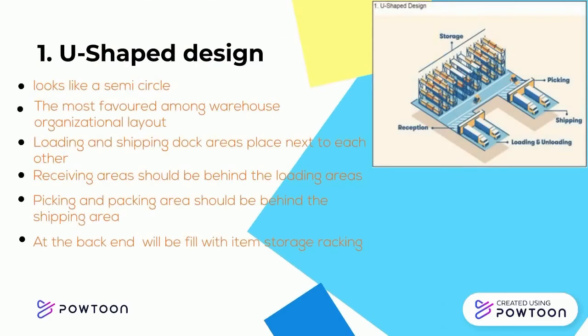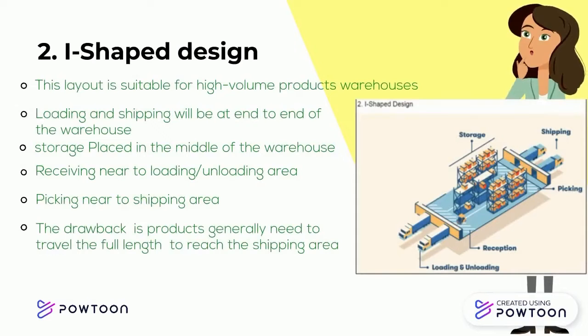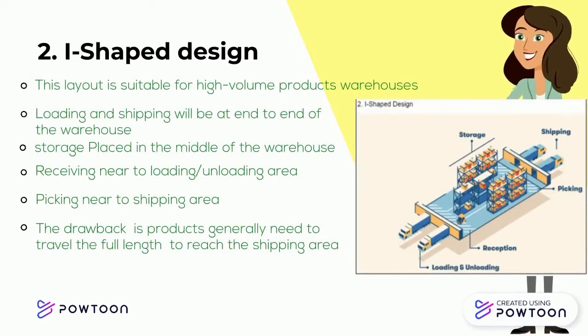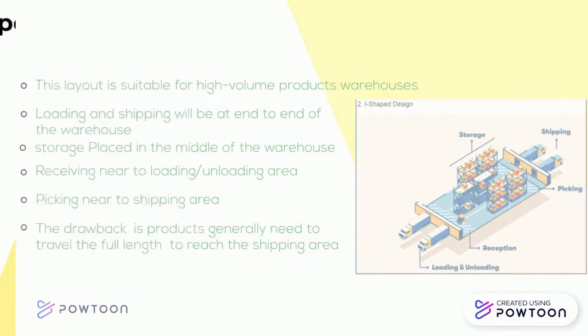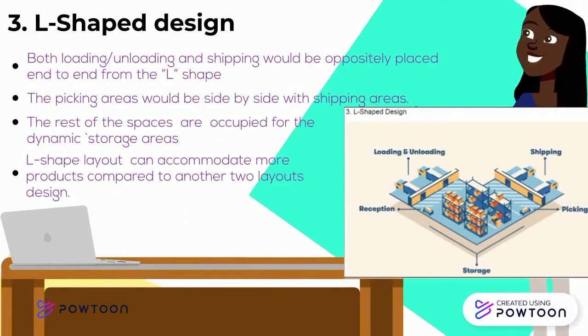For the U-shape, this is the most common organizational layout that can work with any type of warehouse. For the I-shape, this through-flow layout is beneficial for warehouses with high volumes and offers separation of the loading and shipping areas. For the L-shape, this layout is great for warehouses with lots of storage needs and offers greater sorting areas.